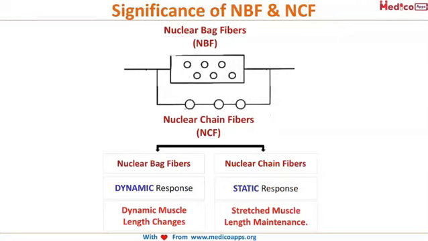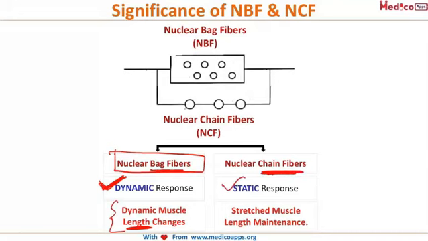Now why are we learning so much about these bag fibers and chain fibers? Let's understand their significance. The nuclear bag fibers are responsible for the dynamic muscle response, that is, the dynamic muscle length changes. When the muscle is acting, the nuclear bag fibers are active. And the nuclear chain fibers give something known as the static response. It is concerned with a stretched muscle, mainly with its length maintenance. So nuclear bag fibers are for changes in the length and nuclear chain fibers are for maintenance of the length of the muscle fiber.